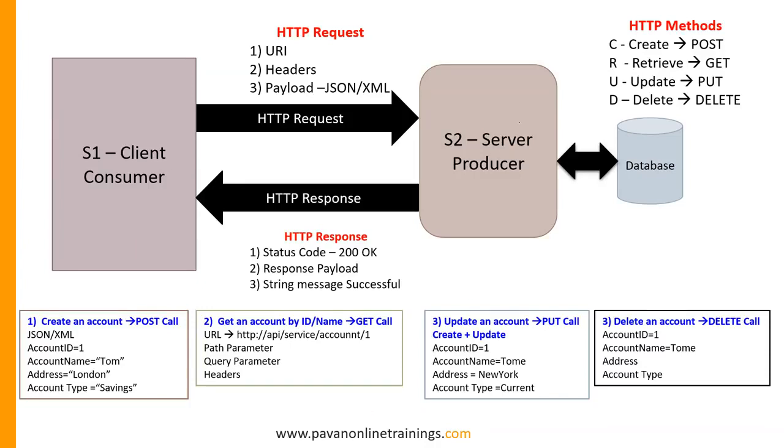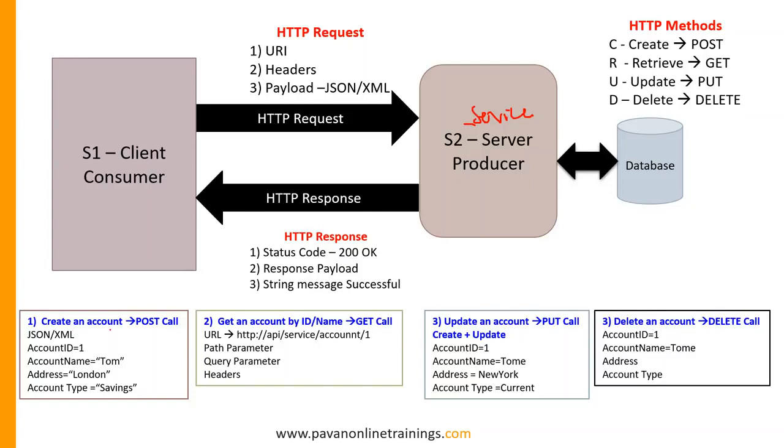The first one here is the server, the producer, which provides that API. This is exactly the web service. And then the database, and this is the client. S1 is the client, called the consumer. S2 is the server producer, and this is the database. The actual database contains the data. So the first operation is a post call.